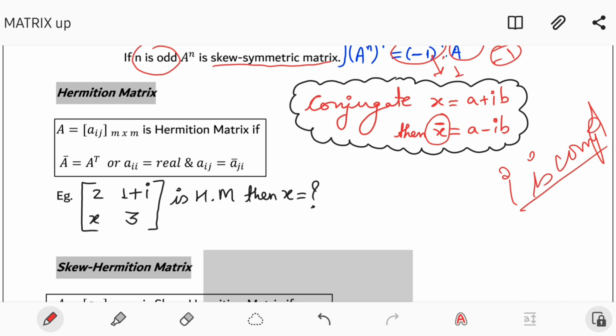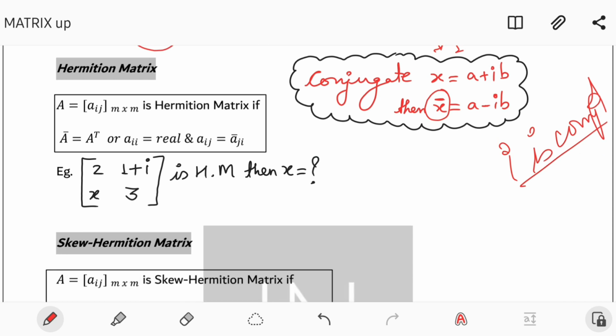Okay, as you all know, these are very basics. Next point is the Hermitian matrix. For a Hermitian matrix, you can say the conjugate of A equals A transpose. So here the conjugate of A equals A transpose, or you can say Aii is real and Aij equals the conjugate of Aji. In that case, the given matrix is the Hermitian matrix. When you fulfill these two conditions, you will get the Hermitian matrix.